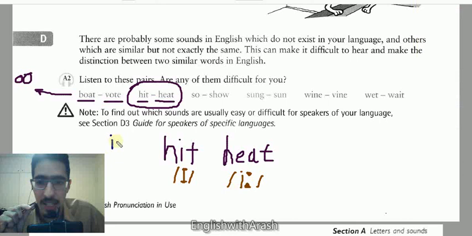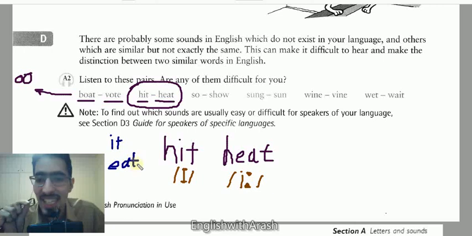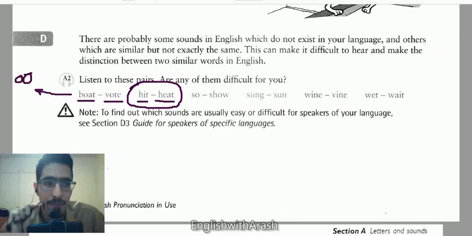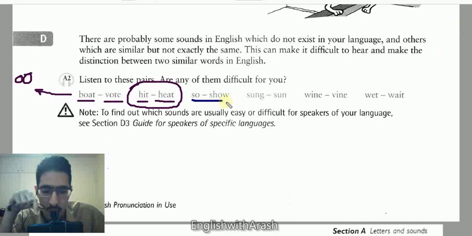Or there are other words, like let's write another example here. It, when I'm saying it is a book, and when I'm saying I'm eating food, so that's kind of different. Eat. But this one is it. So that's very important, this long E and short E. The next one is so and show. They're the same.